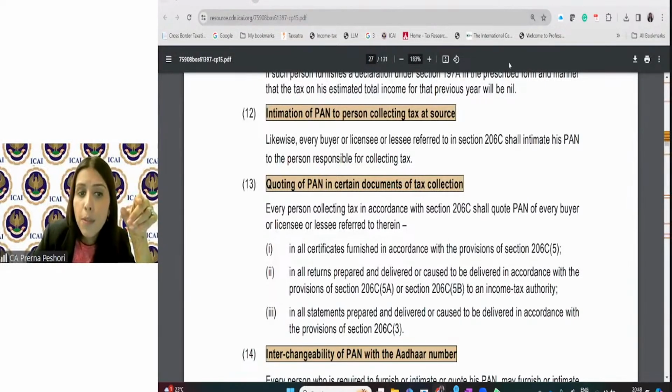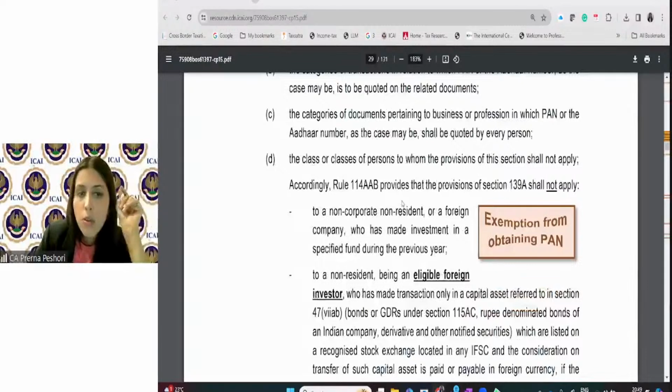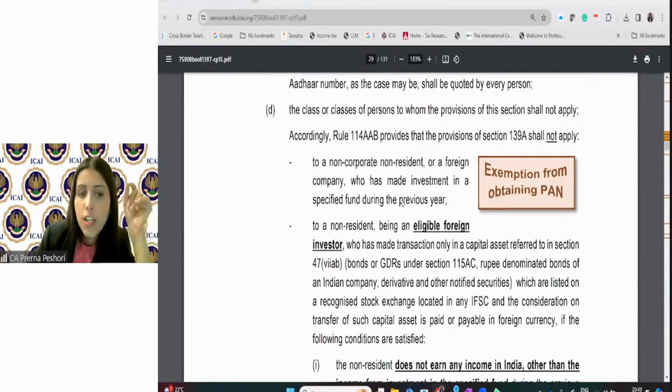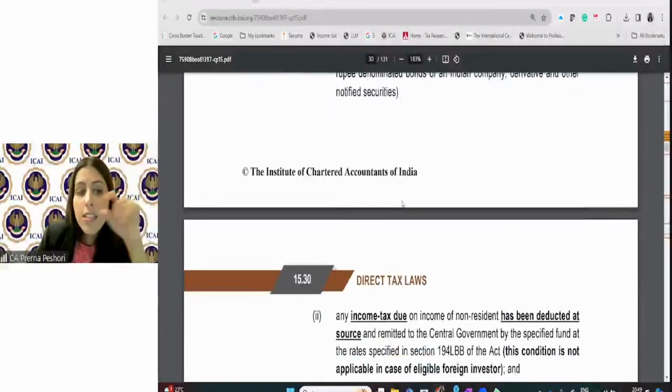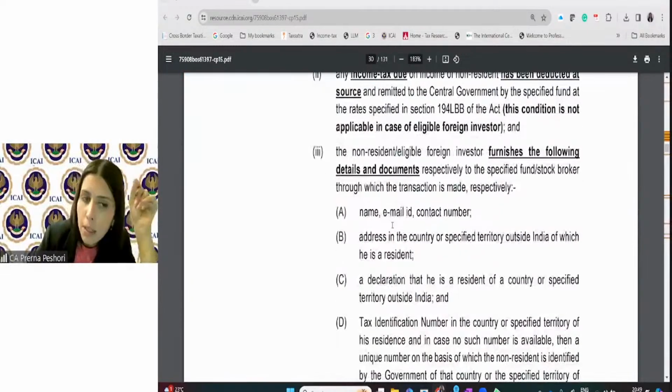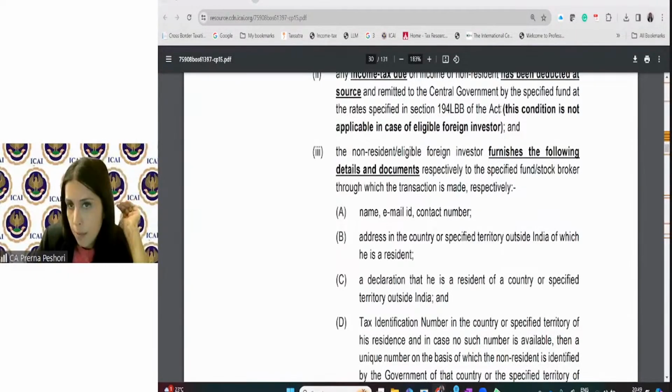Now, who is not required to obtain PAN? As I said, a non-resident foreign company which has made an investment in InvITs or AIFs, or a foreign company which has capital gains on the sale of GDRs listed in IFSC. In those cases, the PAN is not required to be obtained by the non-resident if they furnish their name, email, contact number, address, and a declaration that they are resident of another country. So they are not required to furnish the PAN. Forget furnishing, they are not required to obtain the PAN. Yes or no, student? Any questions and doubts?